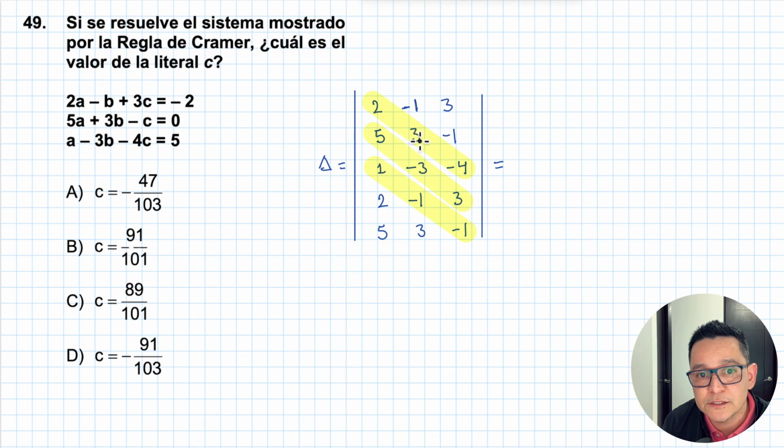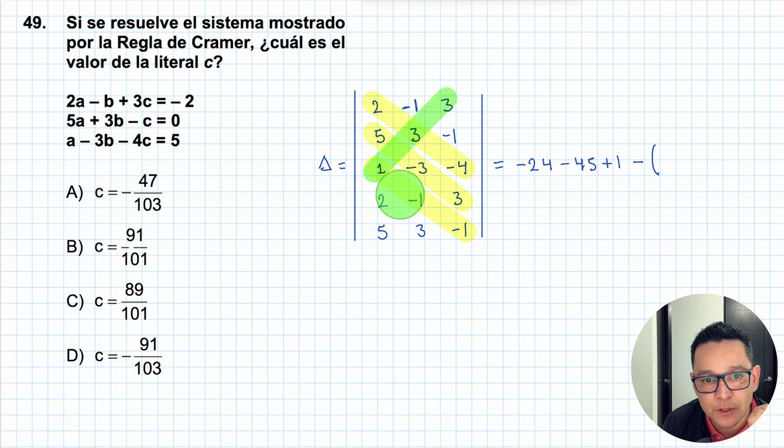2 times 3 is 6. Times -4 is -24. We write it down, and we do the same with these. 5 times -3 is -15, and times 3 is -45. So we write it down. Then it would be 1 times -1 is -1, times -1 is +1. We write it down, then we're going to put a minus. We open parentheses, and now we're going to multiply the numbers, but also diagonally upwards. So, I'm going to multiply like this. Look at these. Then I'm also going to multiply these diagonally, and I'm also going to multiply these diagonally. Okay, that's what I have to do.